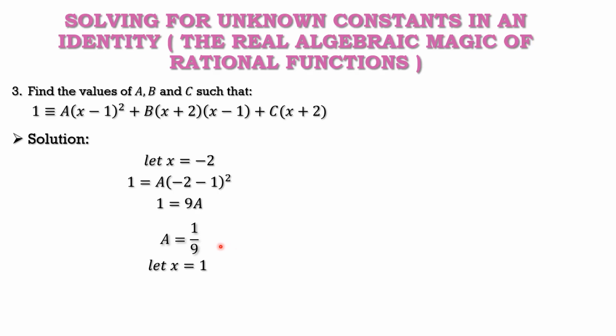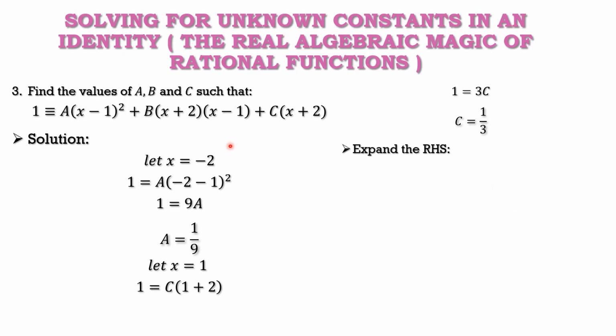And I can also let x be 1. x being 1 means I want to cover up a and b to get c. So doing that will give us 1 equal to c times 1 plus 2. And our result is going to be 1 equal to 3c. Then c is 1 over 3.